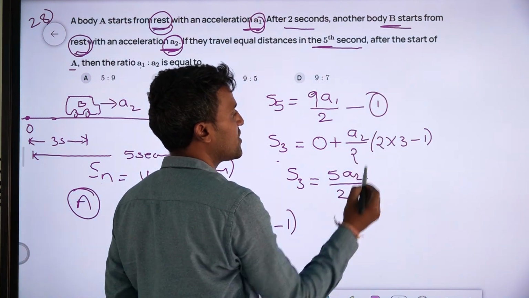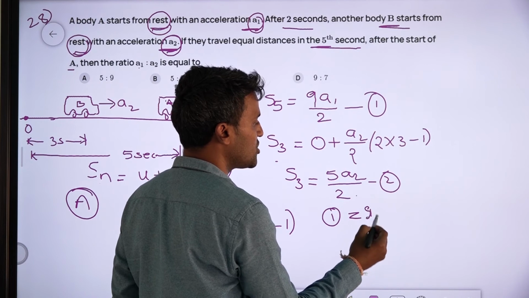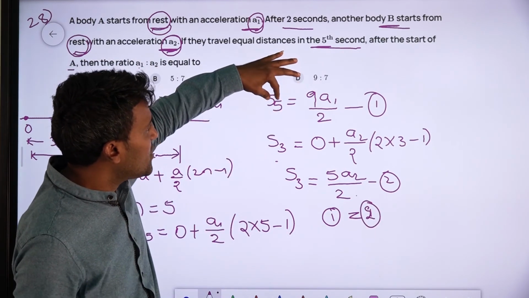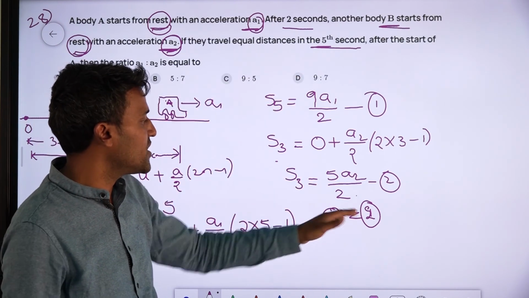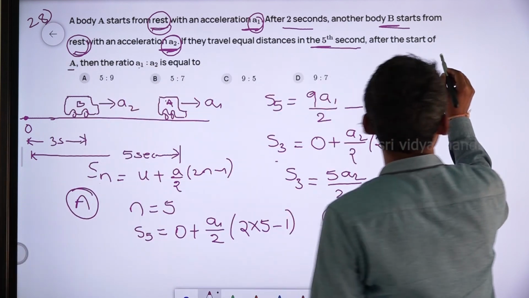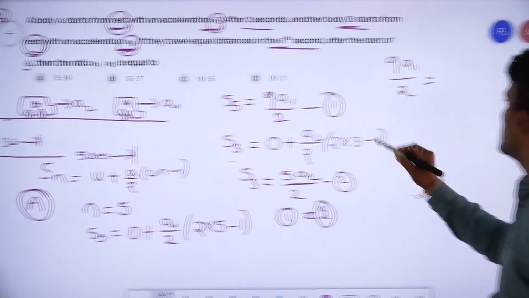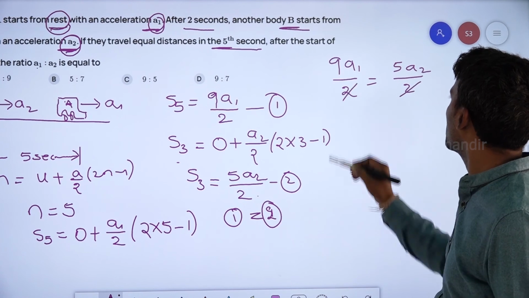Now both distances are equal. It is equation 1 and it is equation 2. Equation 1 is equal to equation 2. They gave that the distance covered in the 5th second is equal to the distance covered in the 3rd second. That's why we are equating these two equations. We can write 9a1 by 2 is equal to 5a2 by 2. The 2s get cancelled.